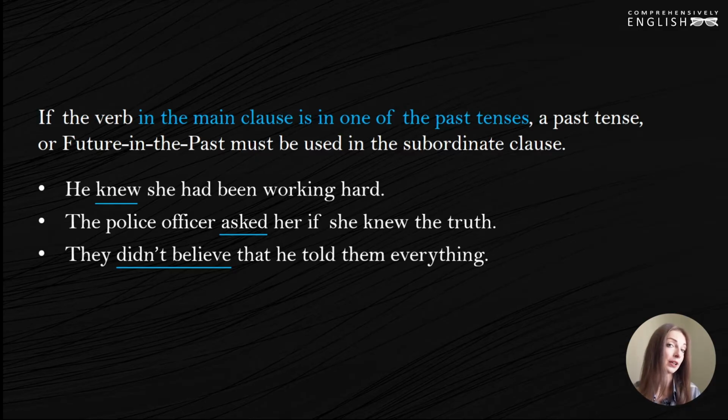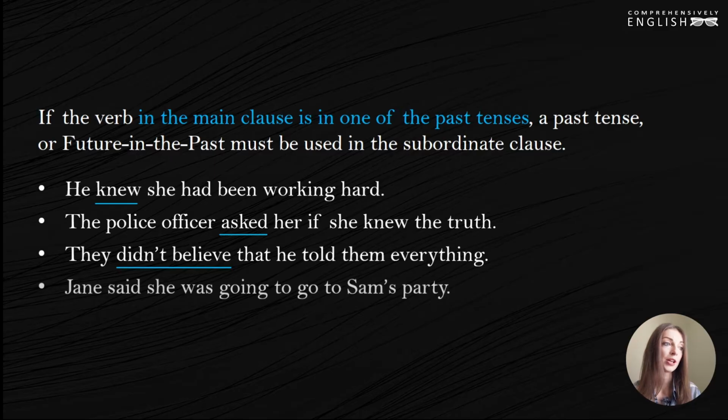So the predicate in the subordinate clause must be in a past tense too. He told them everything. And Jane said she was going to go to Sam's party. Jane said, the past simple tense is used in the main clause, so she was going to go to Sam's party. In the subordinate clause, we also use a past tense.